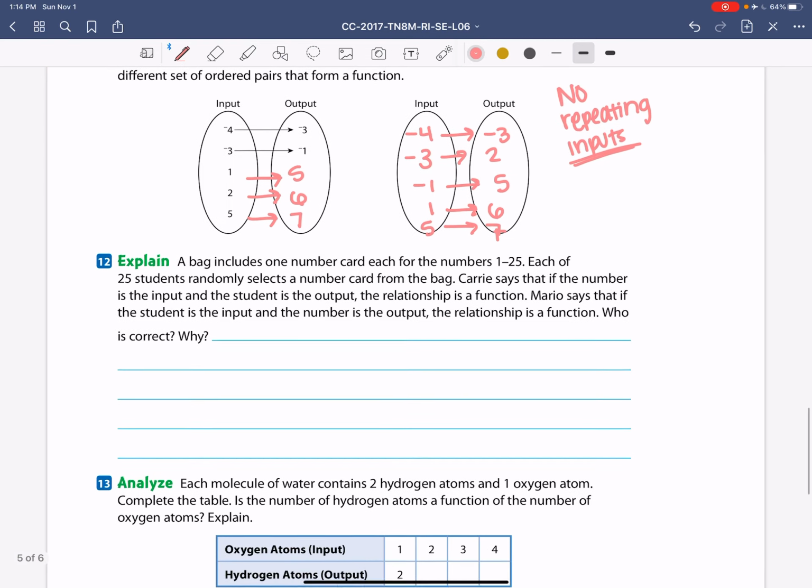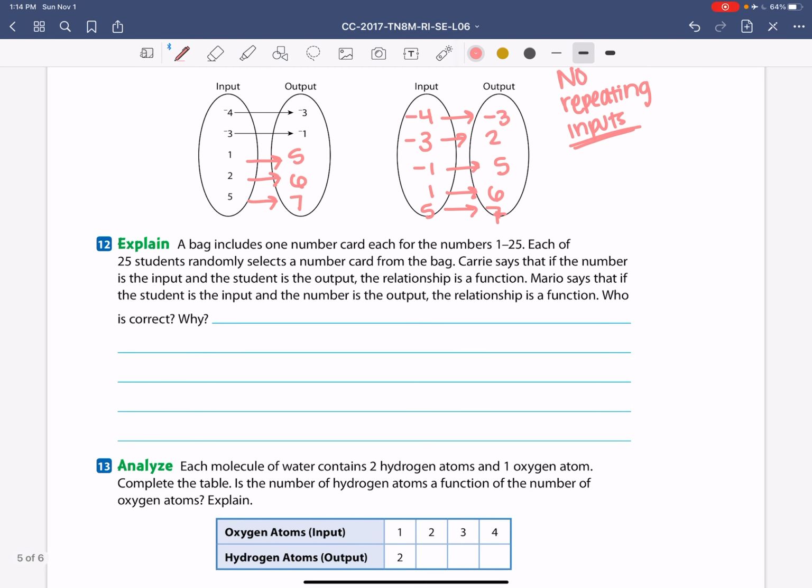All right, number 12. A bag includes one number card for each of the numbers 1 through 25. Each of 25 students randomly selects a number card from the bag. Carrie says that if the number is the input and the student is the output, the relationship is a function. Mario says that if the student is the input and the number is the output, the relationship is a function. Who's correct and why?